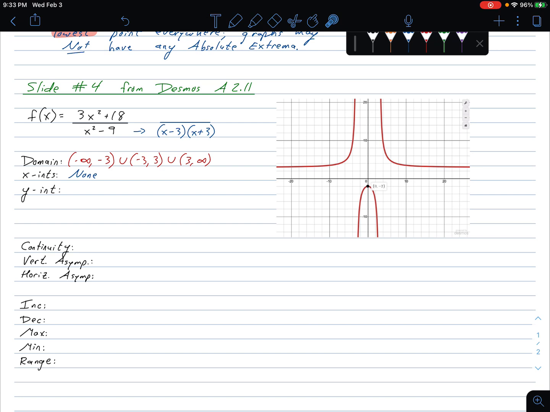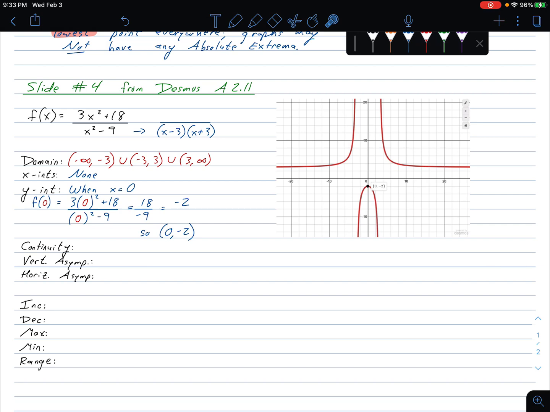Very nice. Y-intercept, as we said, the y-intercept occurs when x is equal to 0. So if I take my function of x and I say, well, I want the x to be a 0. So here's my function. Everywhere there's an x, I put a 0. And then those cancel out, so I get 18 over negative 9, which is just negative 2. So my y-intercept is 0, negative 2, and we can see that on the graph. So first 3 should come relatively simply.